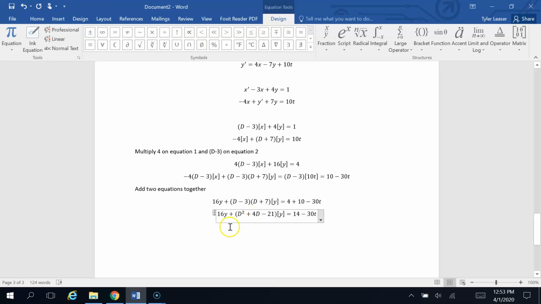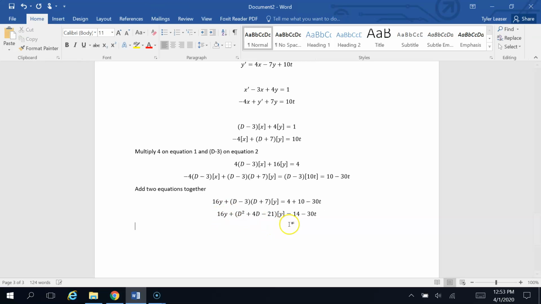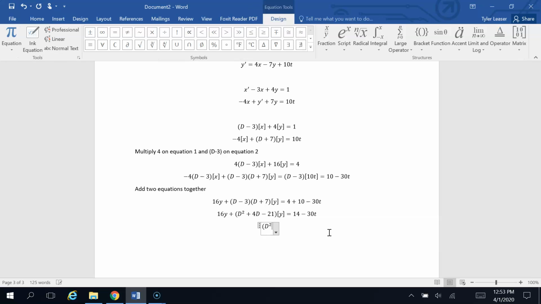All right, now we can actually combine these two terms together if we think about them like operators. So we have 16 acting on y, and then we have this operator acting on y. But remember, this negative 21 acting on y is just negative 21y. So we have positive 16y and negative 21y that we can combine together. So we can rewrite this left-hand side as the operator d squared plus 4d minus 5 times y. And that's still equal to 14 minus 30t on the right-hand side.